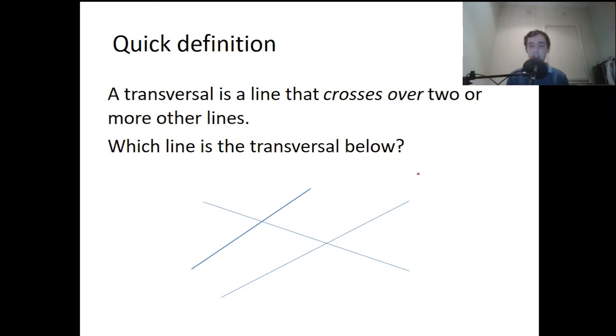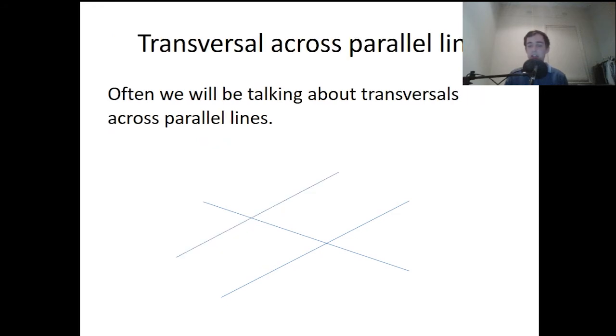Which line is the transversal below? Hopefully you can see that this line down here is the transversal because it's crossing over the other two lines. And often we're going to be talking about transversals over parallel lines. These two lines are parallel.